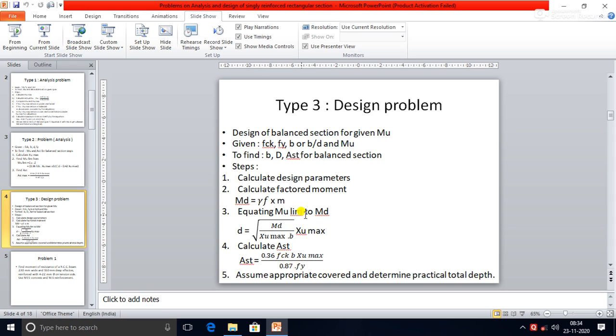Equating this Mu limiting to MD, where Mu limiting is calculated again from the steel grade: for Fe250, the Mu limiting value is 0.149 FCK BD square. For Fe415, Mu limiting is 0.138 FCK BD square. For Fe500, the Mu limiting value is 0.133 FCK BD square. So equate Mu limiting to MD, which we have calculated here. Then calculate D. Then calculate AST by using this formula, assume appropriate cover and determine the practical overall depth of the beam section.